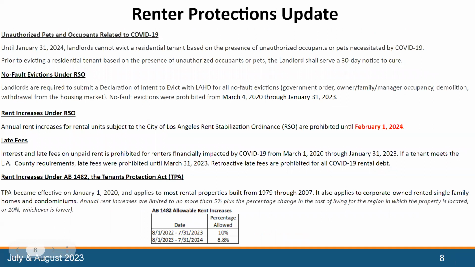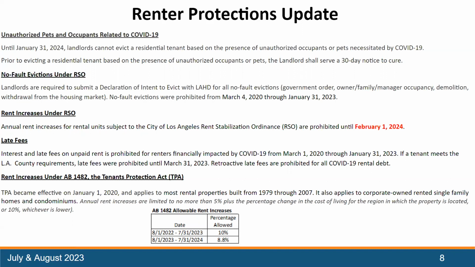Unauthorized pets and occupants related to COVID-19. Until January 31st, 2024, landlords cannot evict a residential tenant based on the presence of unauthorized occupants or pets necessitated by COVID-19. Prior to evicting a residential tenant based on the presence of unauthorized occupants or pets, the landlord must serve the tenant a 30-day notice to cure. This notice cannot be effective before January 31st, 2024.